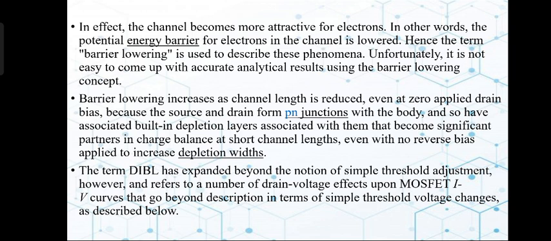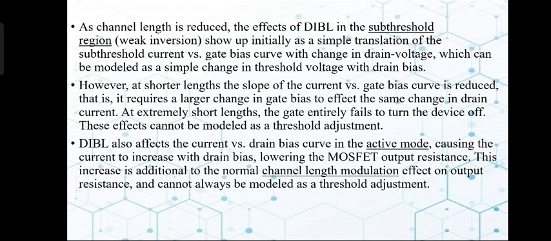The term DIBL has expanded beyond the notion of simple threshold adjustments, however, and refers to a number of drain voltage effects upon MOSFET IV curves that go beyond description in terms of simple threshold voltage changes, as described below. As channel length is reduced, the effect of DIBL in the subthreshold region shows up initially as a simple translation of the subthreshold current versus gate bias curve with change in drain voltage, which can be modeled as a simple change in threshold voltage with drain bias.